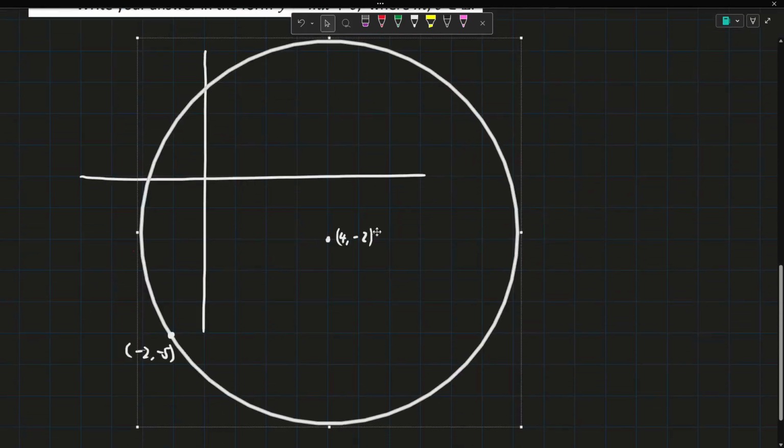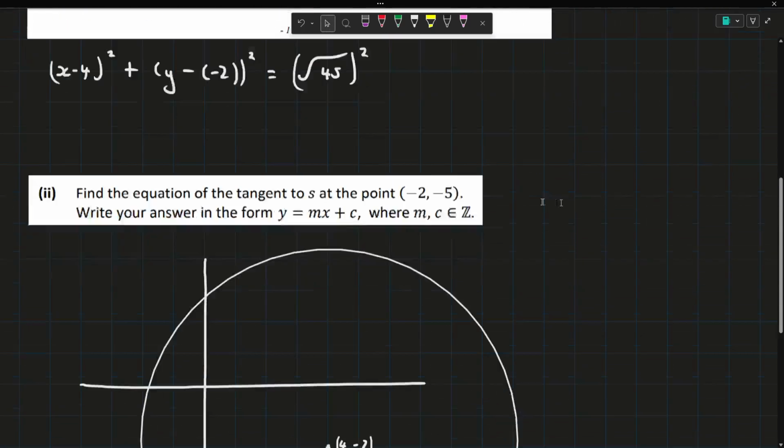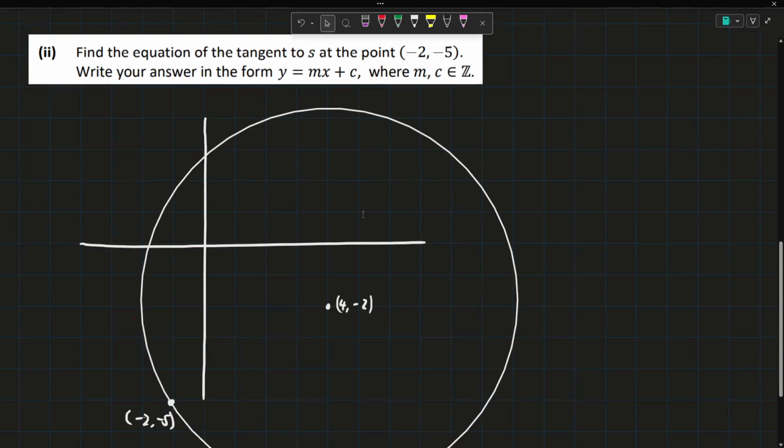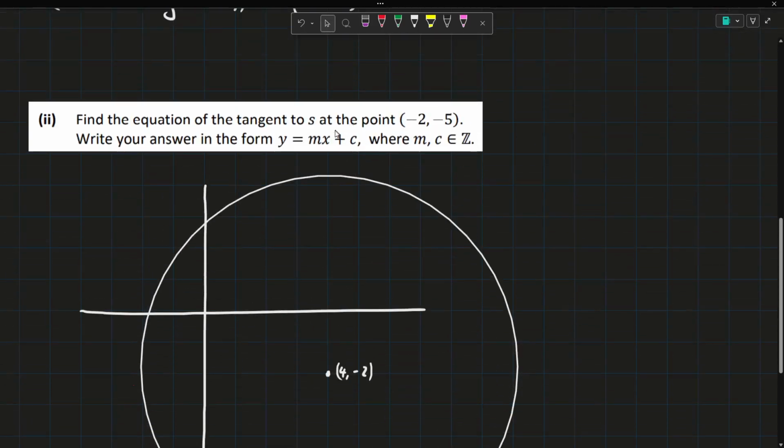So I've done a rough sketch here, so we know the center is (4, minus 2), and then 3 root 5 is a little bit bigger than 6, so the radius is just a bit bigger than 6. Let's just say roughly here is the point (minus 2, minus 5). So basically, to get the equation of a line, we need to know the slope, and we need to know a point on the line. So we know a point on the line, because this is the point. We need to figure out what the slope is.